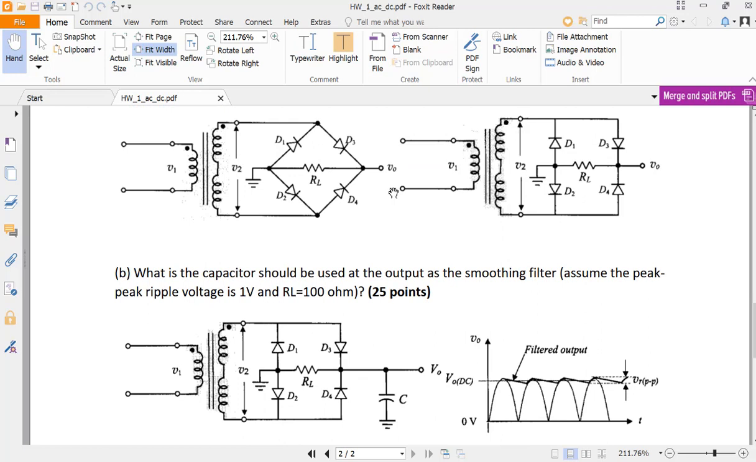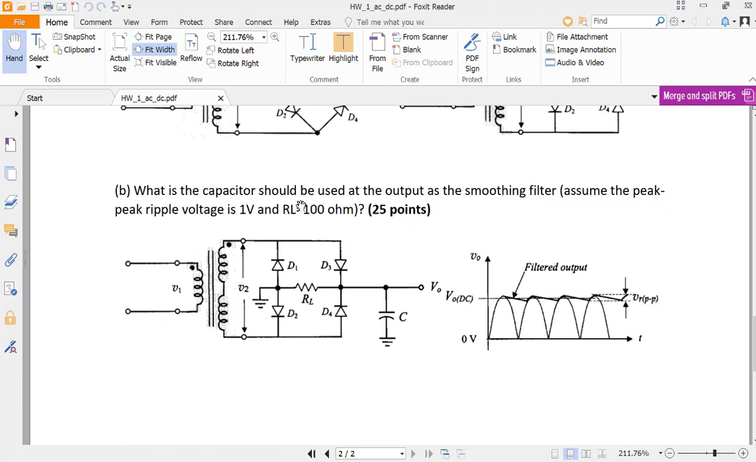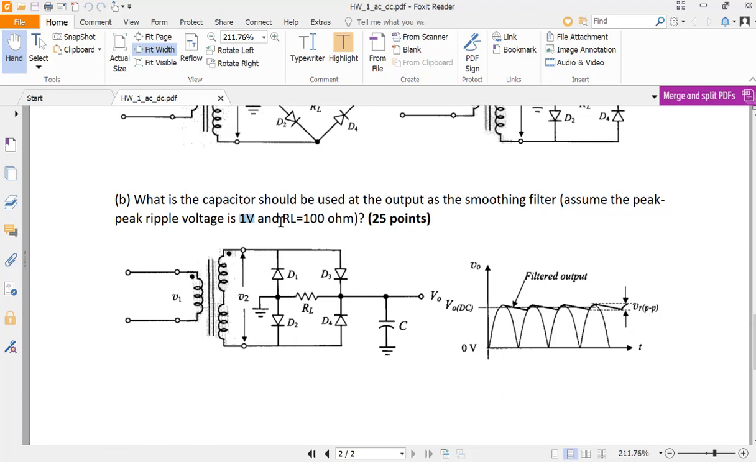And B, so the equation, just use the equation, right? So that's I load over FC equals the ripple voltage. And now the ripple voltage is given. So the C will be I over FV. And F should be 2 times 60 hertz, because this is 120 hertz now.